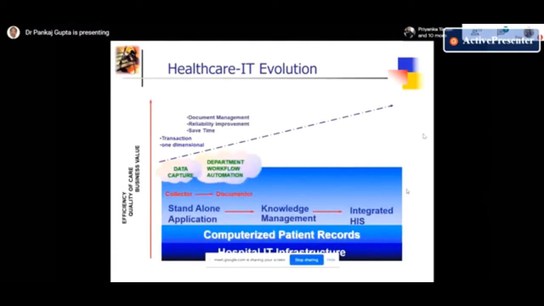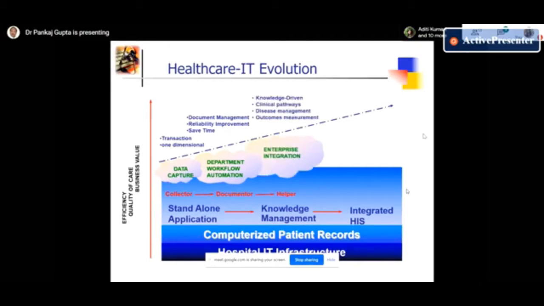The system matured from there to department-level workflow automation, where this is a document management system. The reliability came in and it started saving time because there was a workflow built in. So people didn't have to carry files within the department, so to say. So that workflow came in. This became a documenter rather than just a data collector.